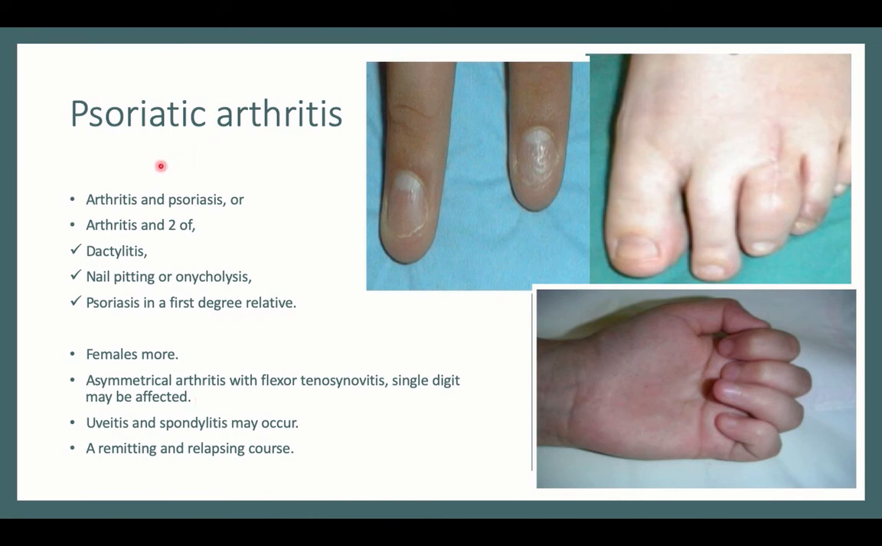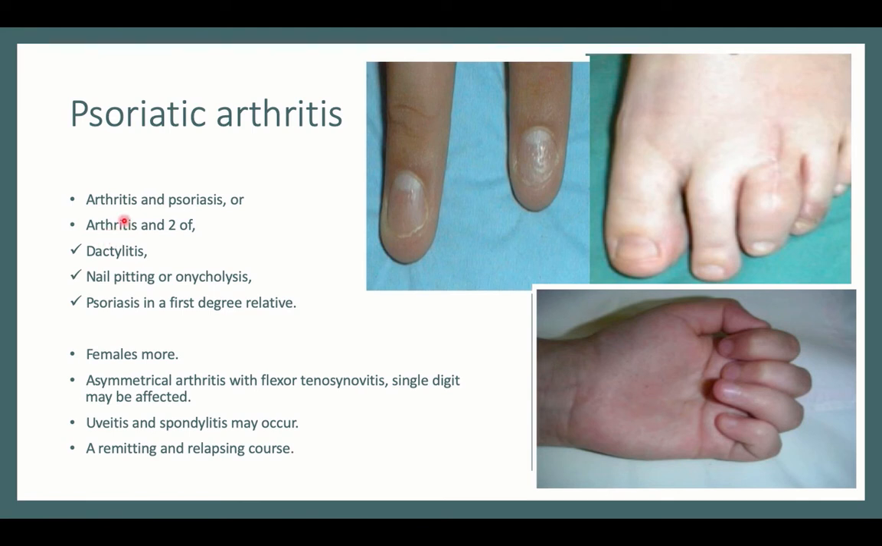Psoriatic arthritis: we have criteria. When we have psoriasis, which is a dermatological disease that has a strong family history, plus arthritis, we call it psoriatic arthritis, and this is a distinct entity having its own prognosis and treatment. We have criteria for a diagnosis of psoriatic arthritis.